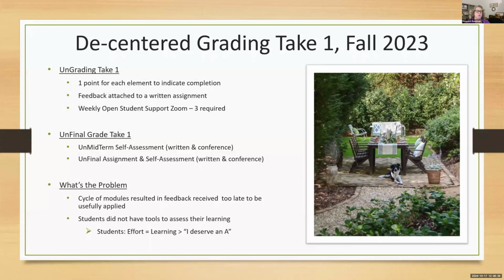And so one would be our unmidterm self-assessment. We created a guided exercise for them to work through where they would review their work and think a little bit about what they were doing well, where their struggles were, what they had actually learned, where they still had questions, where they had feedback from us that indicated this was an area of need. And then we would meet with them in a 15-minute Zoom conference to have that conversation.